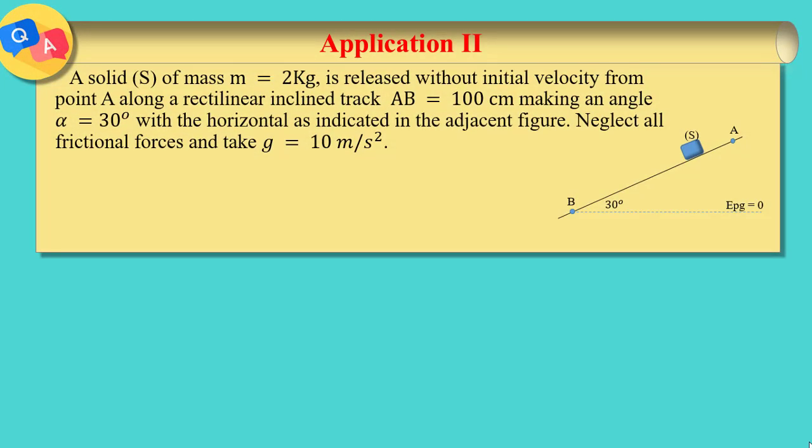Consider this application. Application 2: a solid S of mass m equals 2 kilograms is released without initial velocity from a point A along a rectilinear track AB equal to 100 centimeters, making an angle of 30 degrees with the horizontal as indicated in the adjacent figure. Neglect all frictional forces and take g equals 10 meters per second squared. First, calculate the gravitational potential energy stored in the system at point A.